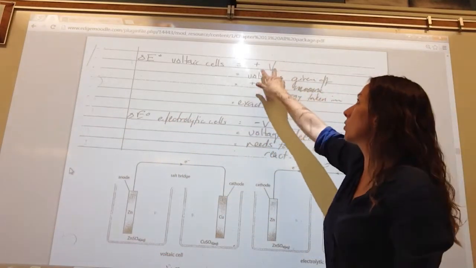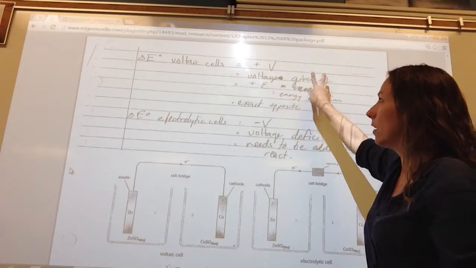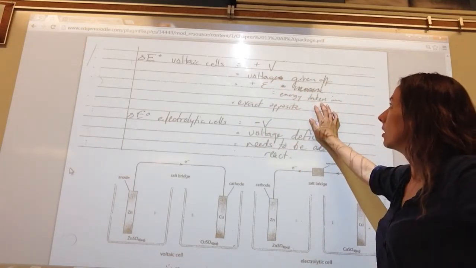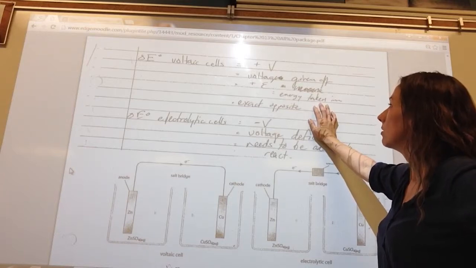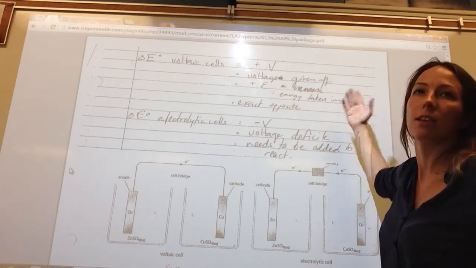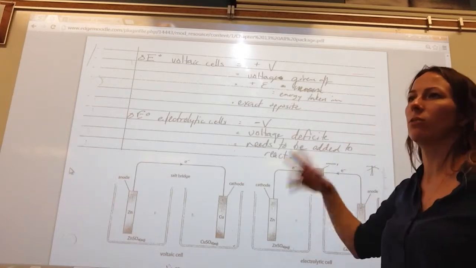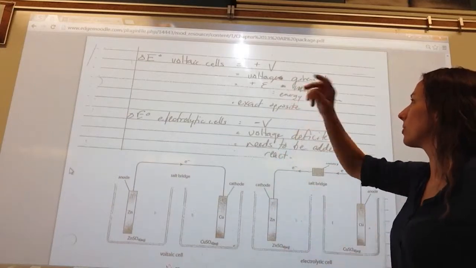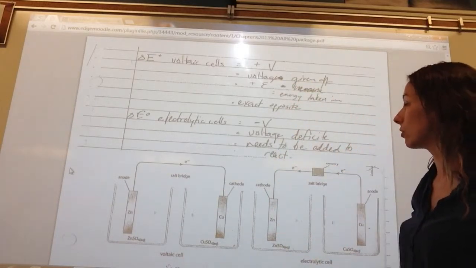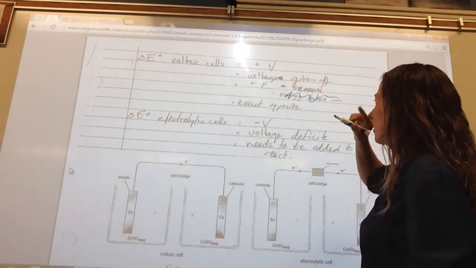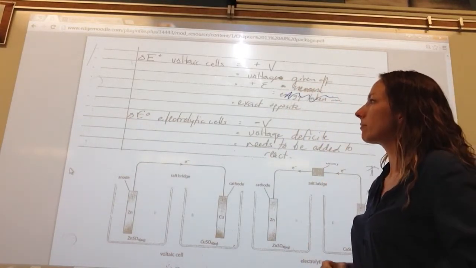The positive voltage means that voltage is given off. There is energy. Energy taken in. I don't even know why I wrote that. Scratch it out. It doesn't make sense. And it is the exact opposite of the electrolytic cell. That is true. Yeah, scratch this. I don't like that. But it is positive energy.